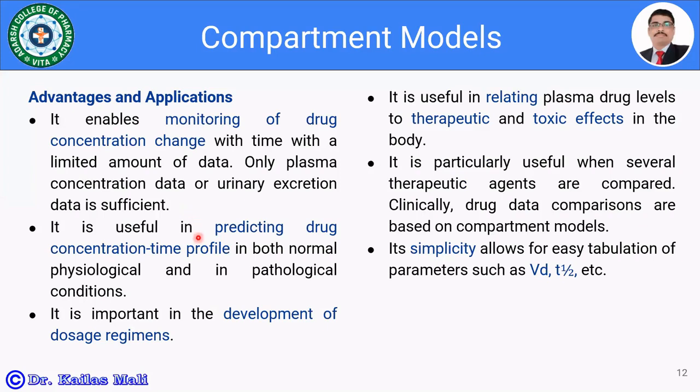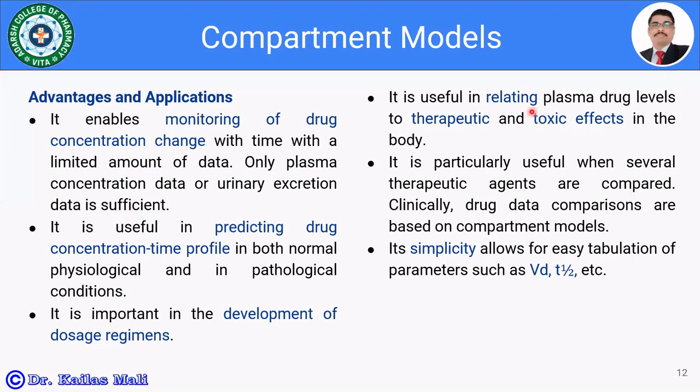It is useful in predicting the drug concentration time profile in both normal physiological and pathological conditions. So it is possible to predict the concentration time profile in the normal physiological conditions as well as the pathological conditions. It is important in the development of the dosage regimen. Compartment models are helpful in the development of dosage regimens.